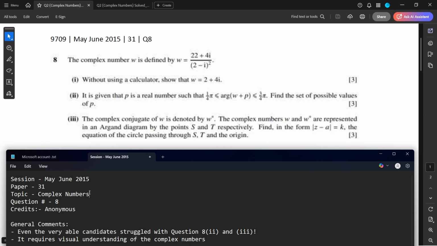Hi everyone. In this video, I'm going to solve a challenging question coming from the Cambridge A-Levels complex numbers, which appeared in the May June 2015 sessions of paper 31, and this is specifically question number 8.